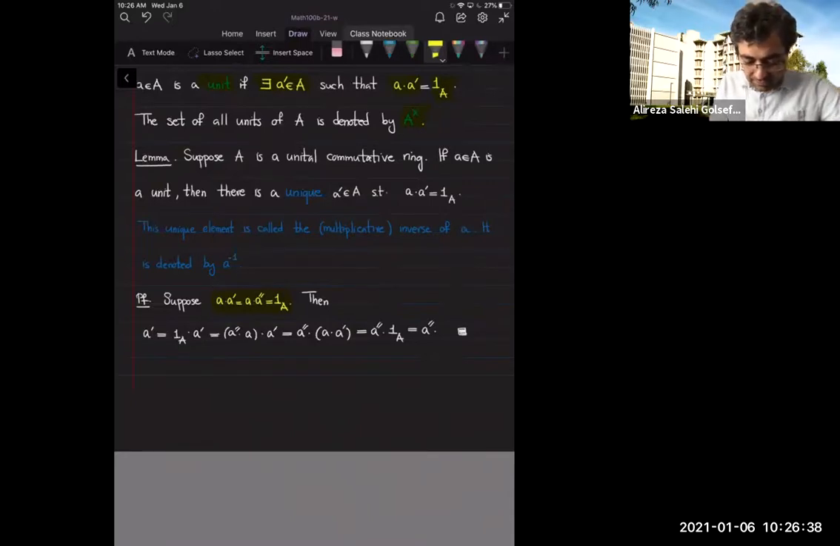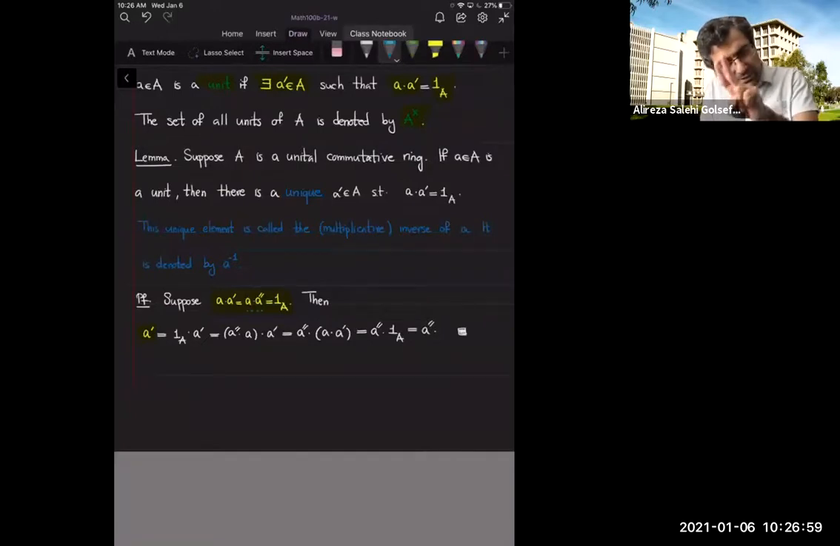So we start with a prime. We say a prime is nothing but 1 times a prime. That's because 1 is the identity of this ring. Next, instead of 1, I'm going to use the fact that a times a double prime is supposed to be the identity and write it as a times a double prime, times a prime. But I also notice that it's commutative, so I can flip the order. So I write it like this. Next, I use associativity.